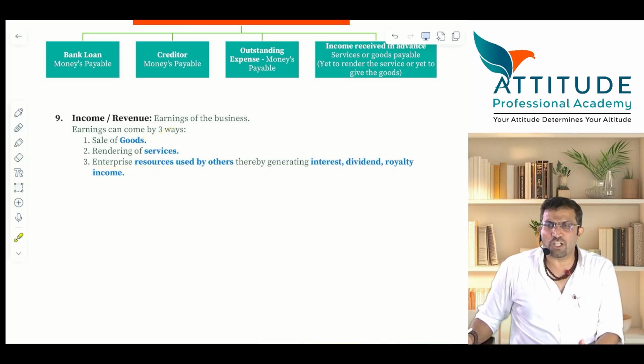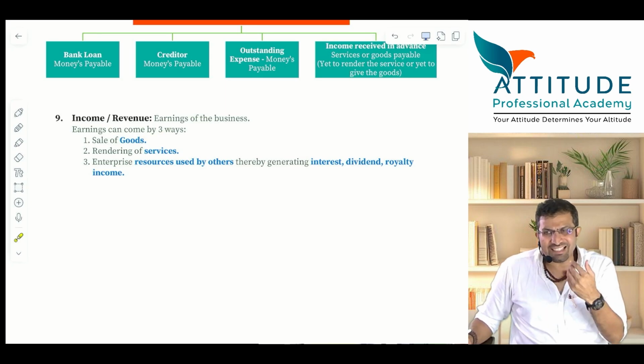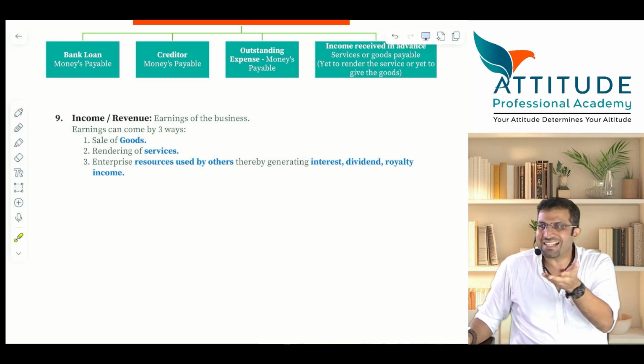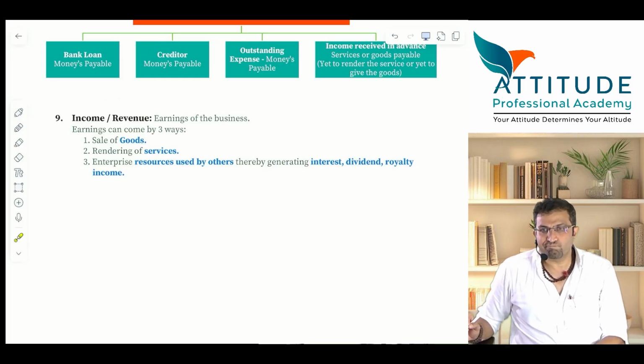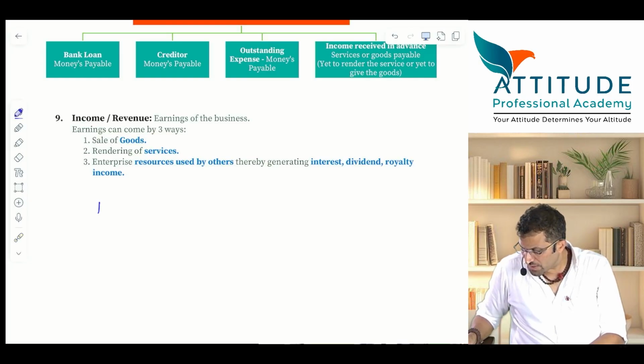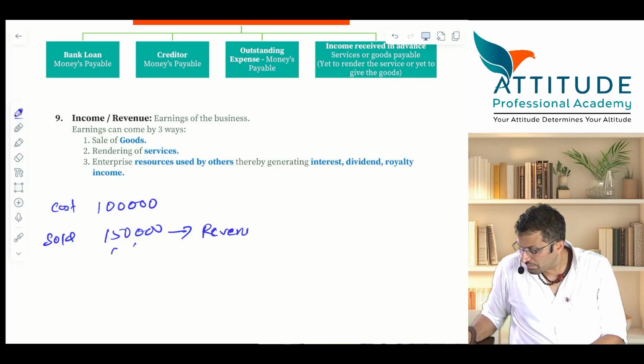I am a dealer in shirts. I purchase the shirts and I sell them. When I sell the shirts, I generate revenue. That is my revenue, or what? Income. Is that clear? Sir, I purchase the shirts for 1 lakh. This is the cost. But I sold them for 1,50,000. This 1,50,000 is revenue or income.